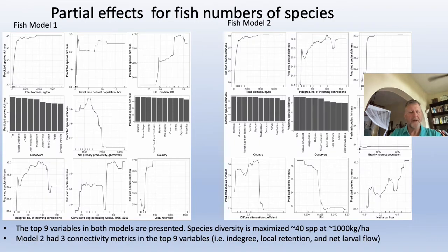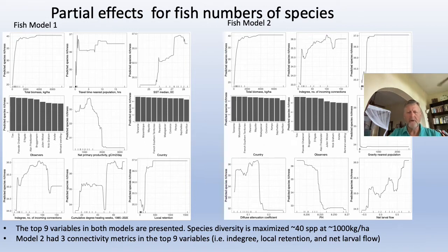Here you can see the responses to each of the variables. I'm showing the top 9 variables here. You can see the biomass is a saturation response, saturating somewhere close to 1,000 kilograms per hectare. But most of the biodiversity is explained by the first 600 kilograms per hectare. You can see the observer effects are not particularly large in the fish. And you see a number of other response curves here.